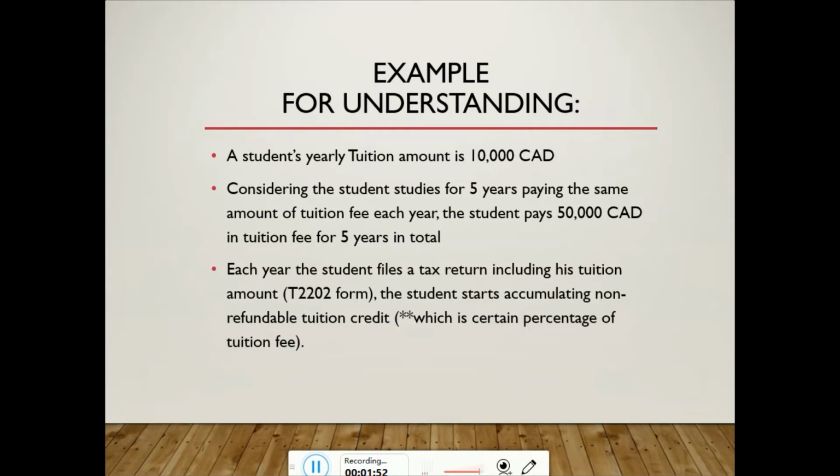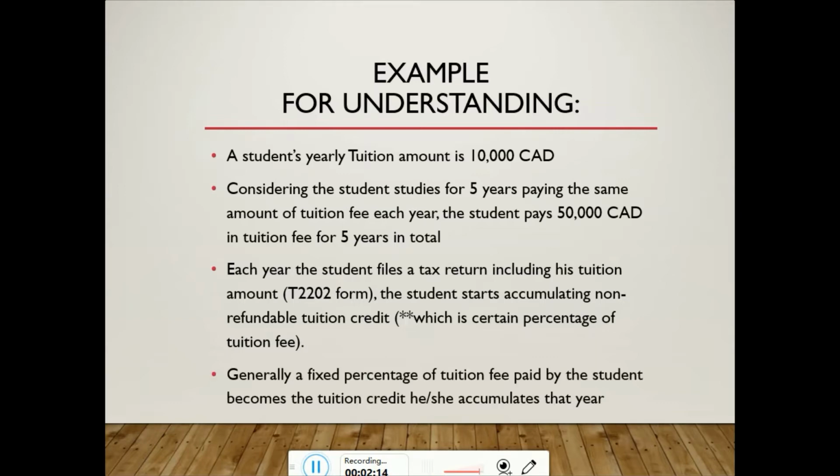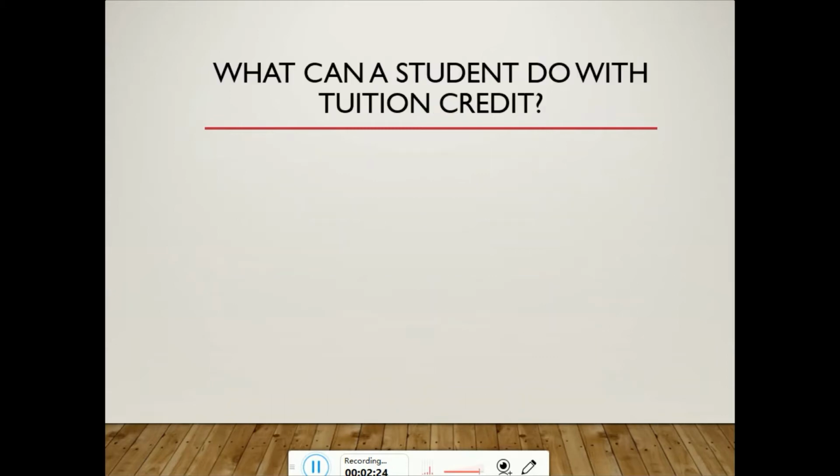Now each year the student files a tax return including his tuition form, meaning the T2202 form, and the student starts accumulating non-refundable tuition credit, which is again a certain percentage of the tuition fee. So again remember, it's not the entire tuition fee, but it is a good percentage of the tuition fee. Generally a fixed percentage of the tuition fee paid by the student becomes the tuition credit he or she accumulates that year. So what can a student do with the tuition credit?